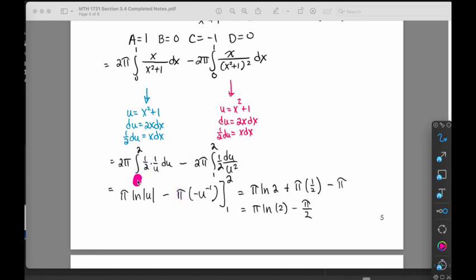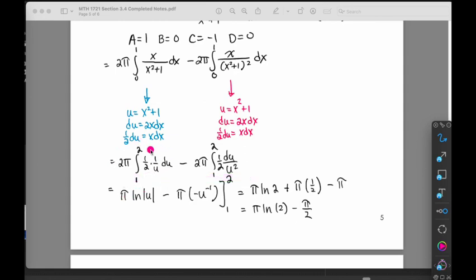I also need to remember to change my limits since I'm changing variables, and this is a definite integral. I have to make sure that I adjust my limits appropriately. So when x is 0, I'm going to change that to u is 1. When x is 1, I'm going to change that to u is 2. So on both integrals, my limits are going to be from 1 to 2. Now, when I substitute u on this integral, in the denominator, I have u squared because this is squared here. So now this is set up to integrate.